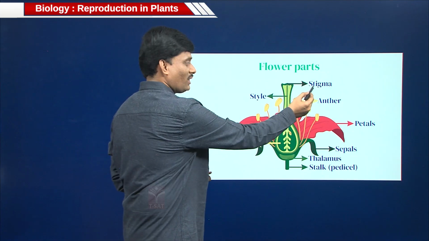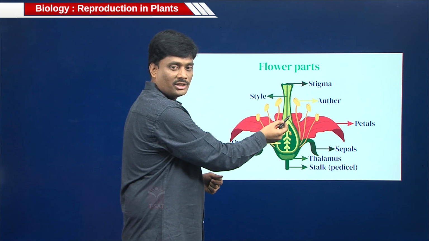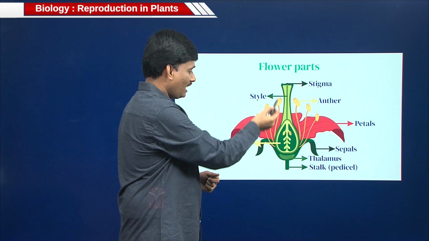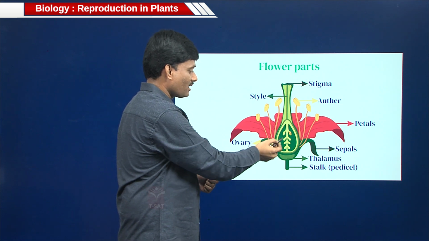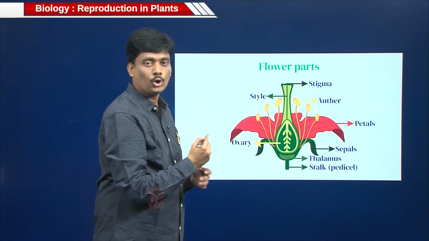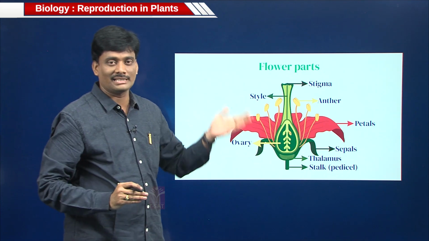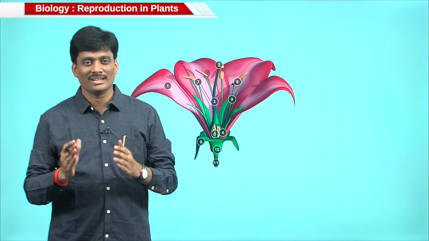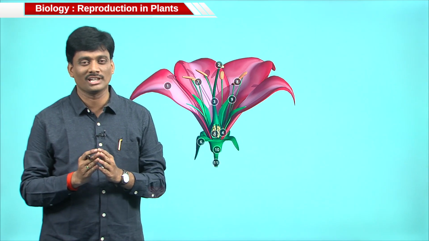One is a stigma, the upper part, and in the middle you are able to observe the style, and here the round ball-like structure is nothing but the ovary. Within the ovary you are able to observe the ovules. This is the structure of the flower. To know the sexual reproduction in plants, definitely we have to know the sexual part of the plant, that is nothing but the flower structure.